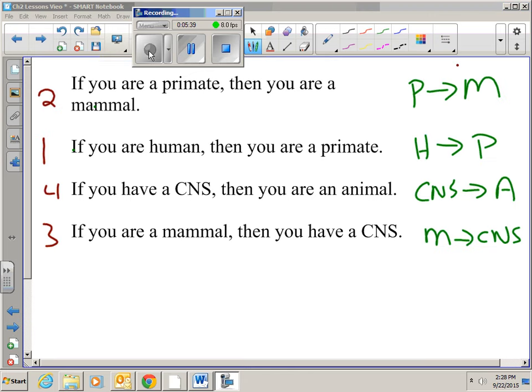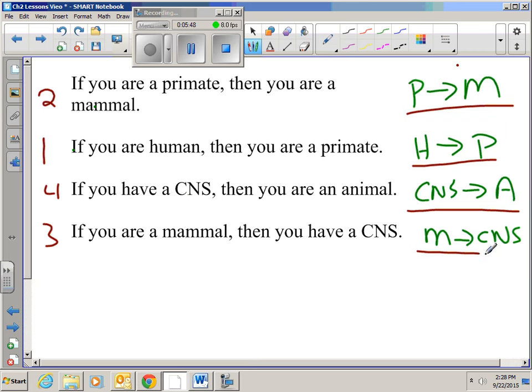Okay, first you should have written down 8. We should have written down P then M, H then P, C and S then A, and M then C and S. We notice now we only have one H and we only have one A. So we're actually going to start with the H. Okay, we're going to start with the H right here.